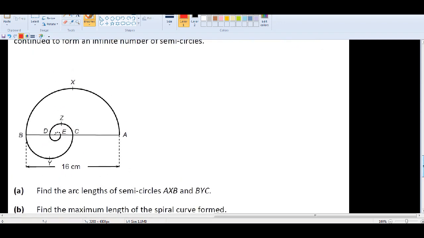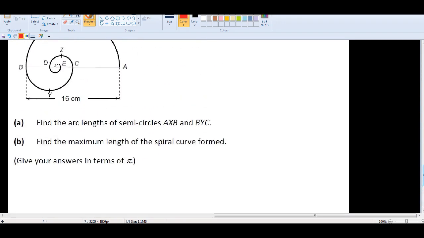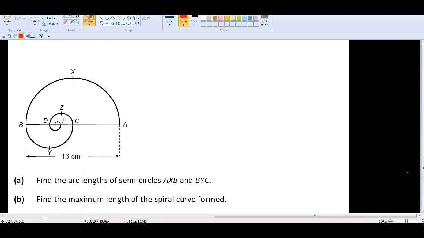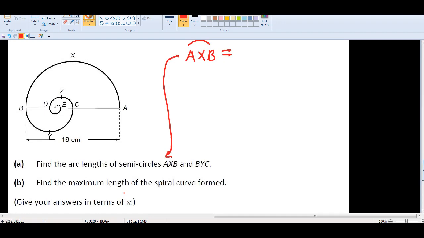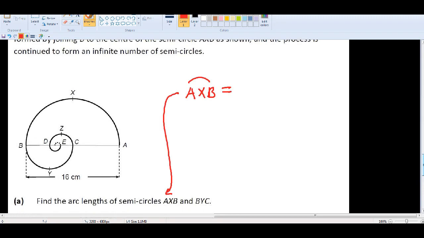Find the arc length of semicircle AXB and BYC. Okay, can we find the arc length for this? Alright, of course, it won't be too difficult. Let me do it just next to the picture. It will be easier for you to see, right? For this part, I would like to see that as arc length for AXB. Let's write it like this one. Remember the answer must be in terms of pi.